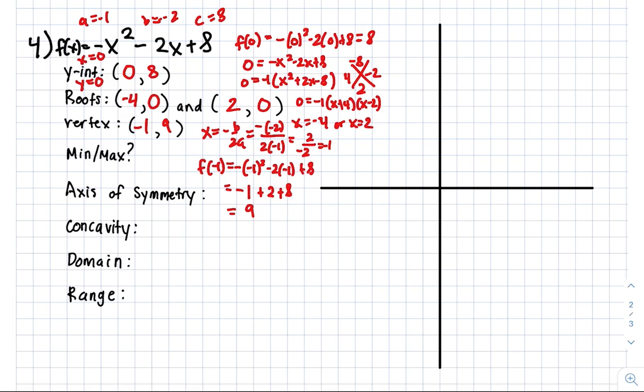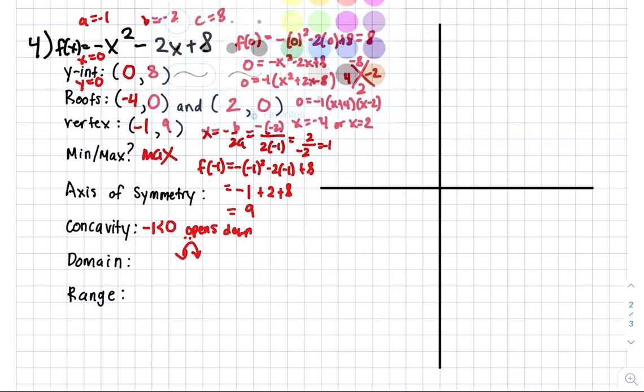Okay, so to find min or max, let's look at our concavity. So we know a is equal to negative 1, and you guys know negative 1 is less than 0, which means it opens down, which means it's going to be a sad face. So if you have a sad face, that means you're going to have a maximum. And axis of symmetry, remember, you look at the x value of the vertex, which is negative 1. So x is going to equal negative 1.